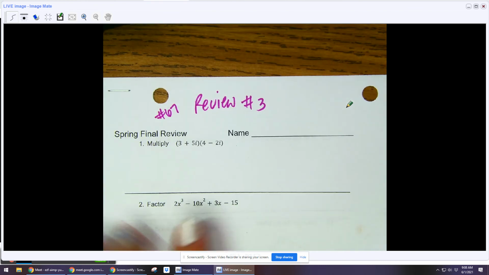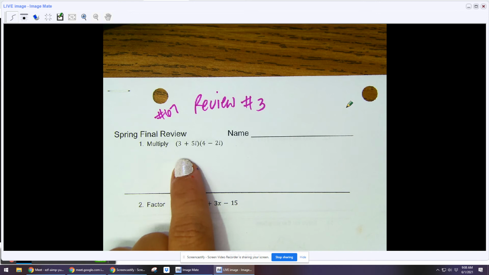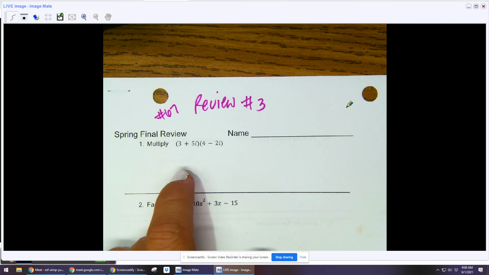If you are in period 1, you're going to be taking this final on Tuesday, June 8th during period 1 block. If you're in periods 5 or 6, you're going to be taking this on Thursday, June 10th during your periods block.